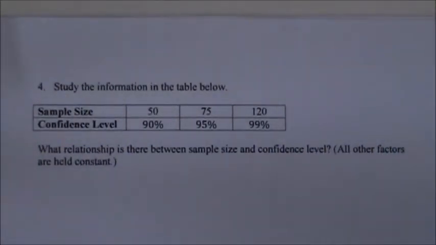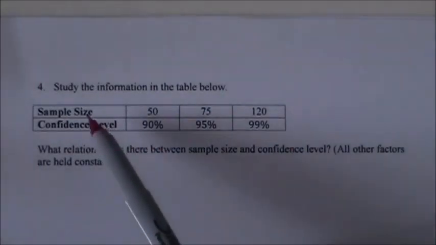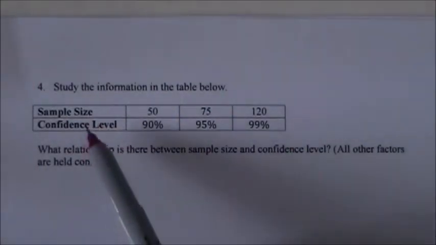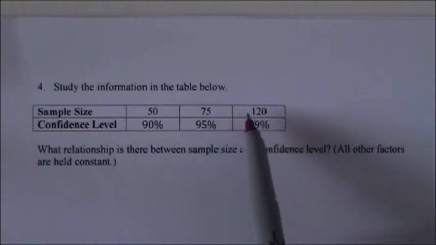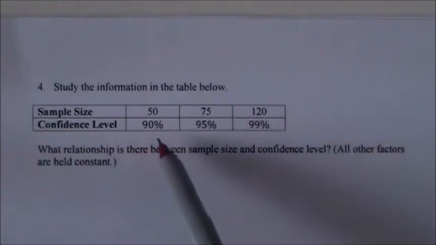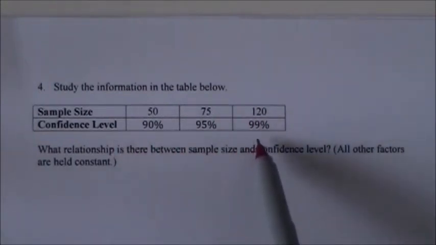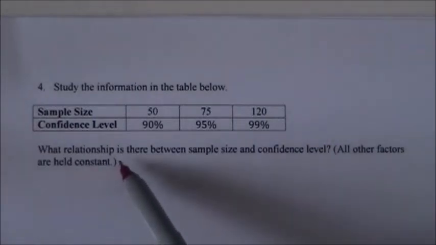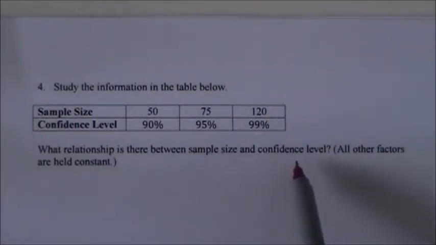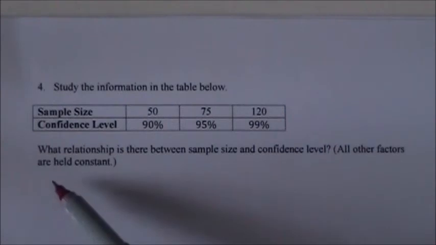Study the information in the table below. So if we look at our table, we have a sample size and we have confidence level. Our sample size, we have 50, 75, 120. Confidence level, we have 90, 95, and 99. It says, what relationship is there between the sample size and the confidence level? All other factors are held constant.